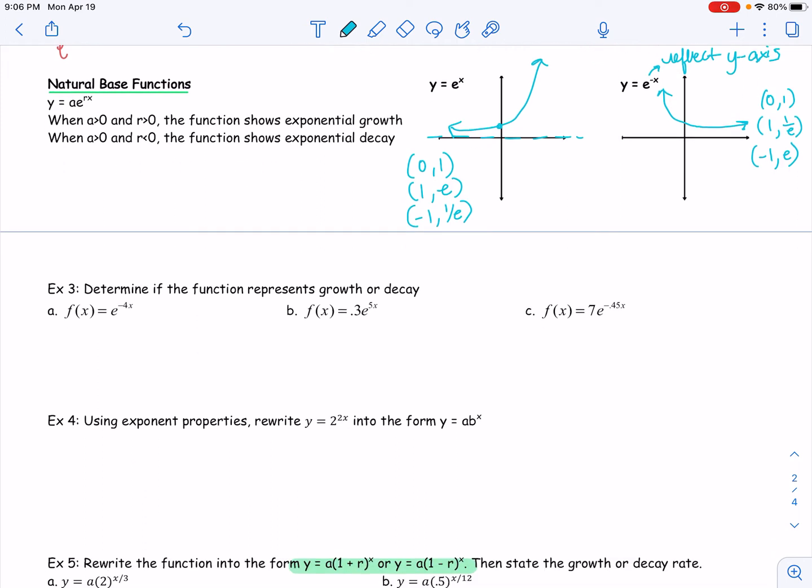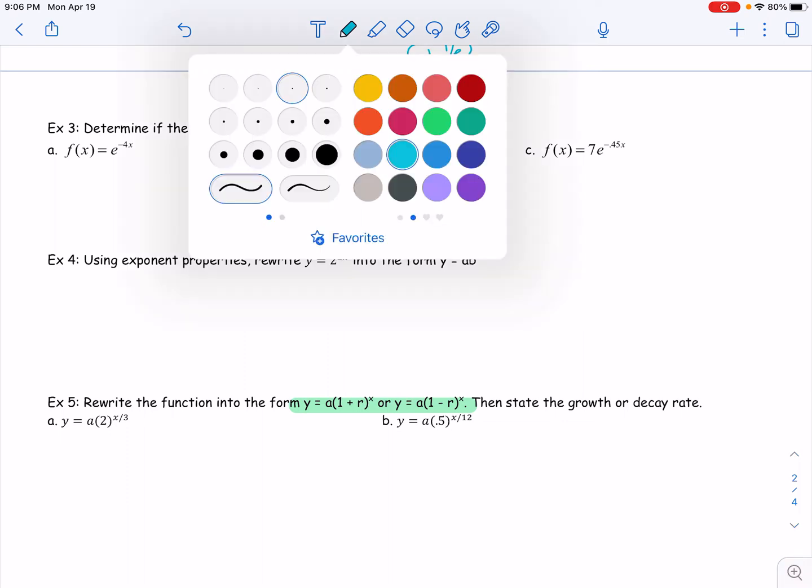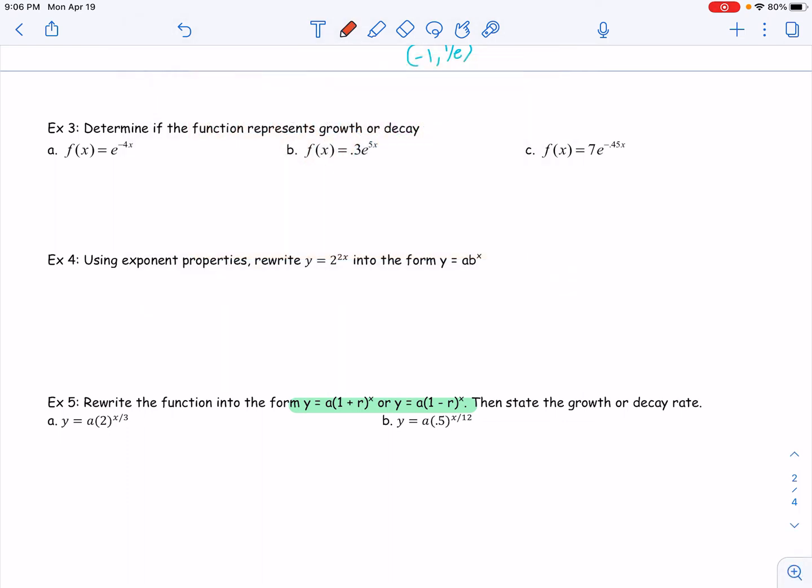So let's practice that. All we need to do is determine if the function represents growth or decay. So notice all of our bases here are e. So if we have e to the negative 4x power, we know that this is going to show decay because it's a negative exponent. If we have a base of e, remember that 0.3 is not part of the base. That would be a vertical compression.